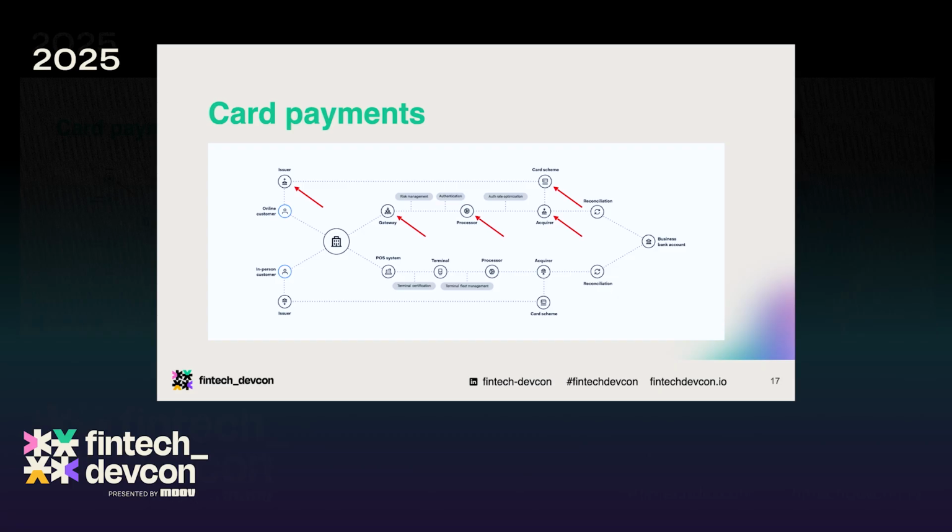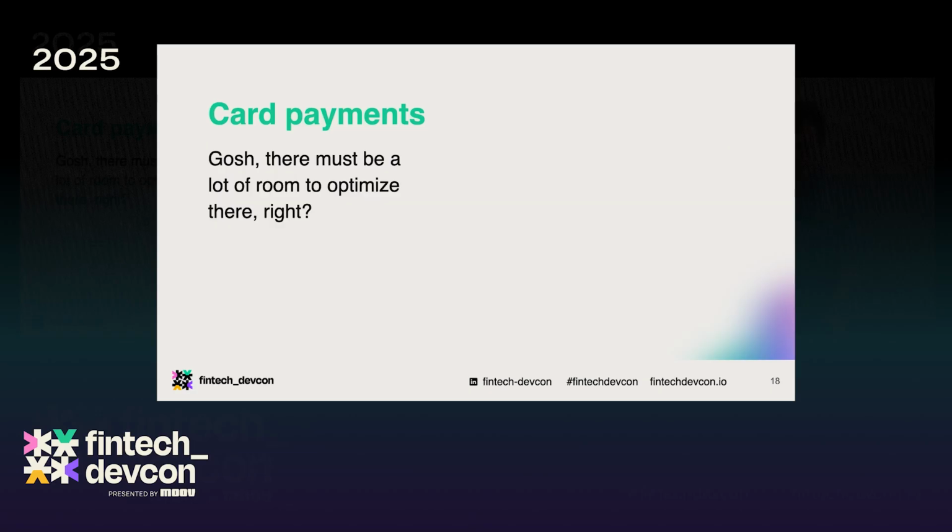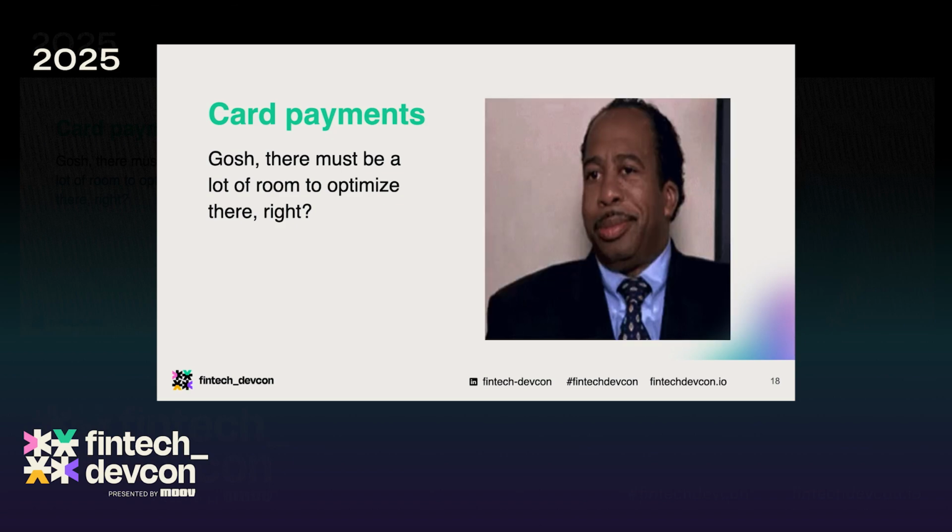Cool. So coming back to this graph, we see that there are a lot of parties involved here. There are a lot of parties that our payment flows through before actually hitting our card holder's account. And with payments flowing through all these parties, we might get a feeling that there must be a lot of room to optimize, right? Well, Stanley agrees with me. There's a lot of room to optimize.